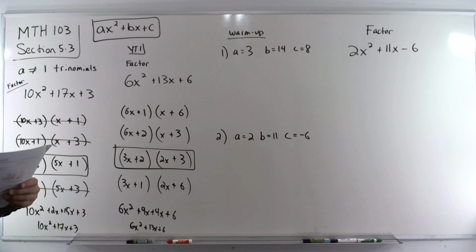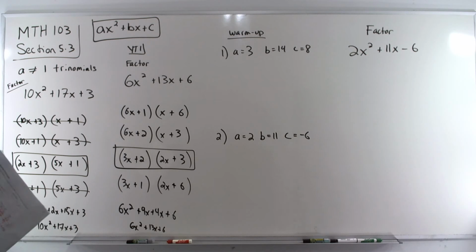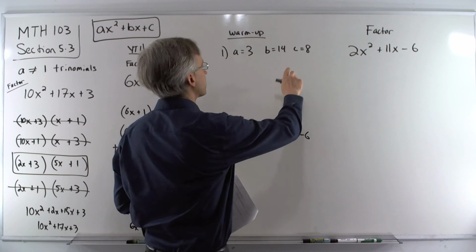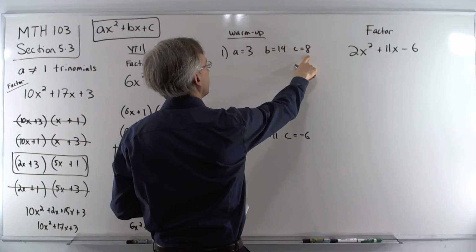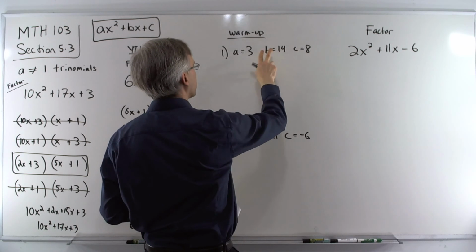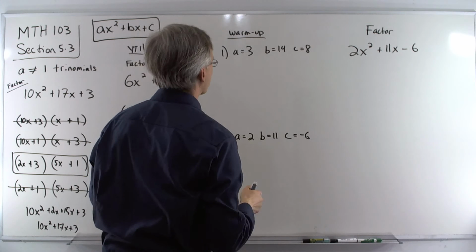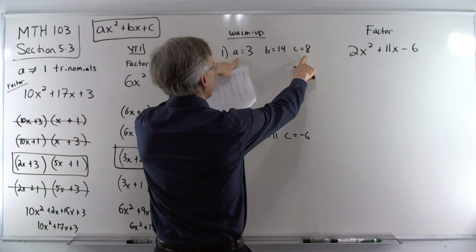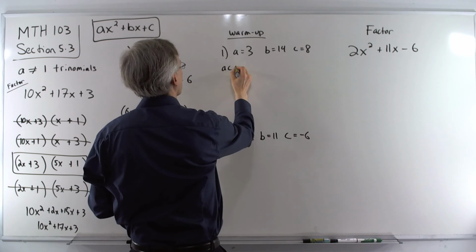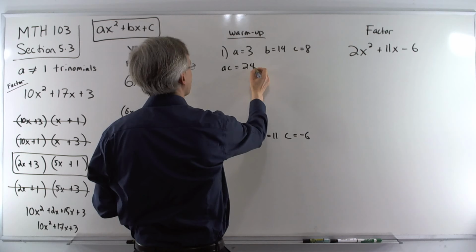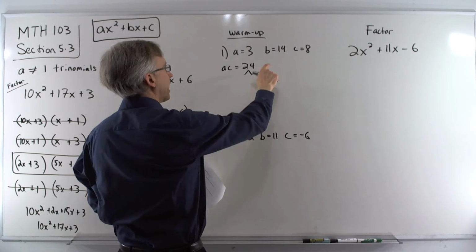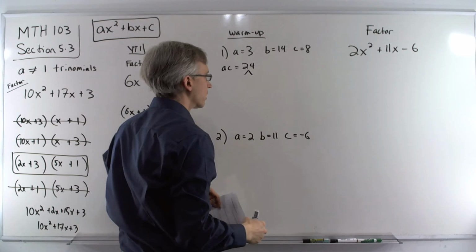All right, now for the warm-up, we're going to do a slightly different version of what we did last time. Last time, we found two numbers that multiplied to get 8 and added to get 14. All right, multiply to get C, add to get B. Now we're going to do a slightly different version. We want two numbers that multiply to get the product A times C. So multiply A times C together, you get 24. And then we'll look at factors that add to get 14. So go ahead and work on the warm-up.